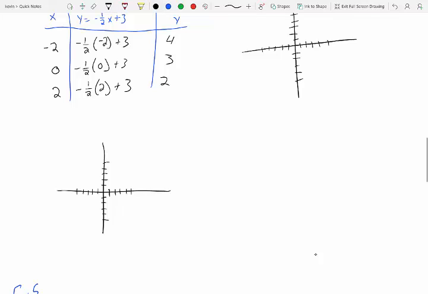Now if I graph this, I need to use my ordered pairs to do so. So x is negative 2, I go 2 to the left, and y is 4, I go 4 up, I put a dot. X is 0, right in the middle, I go up 3. Put another dot. X is 2, I go up 2. I put another dot, and then I connect them with a line. And I put an arrow, and there's my graph.